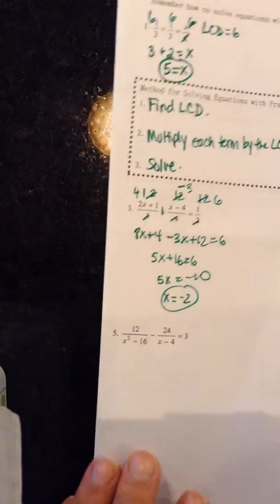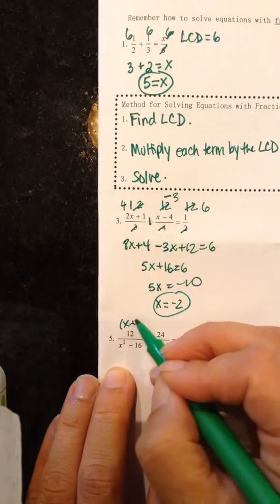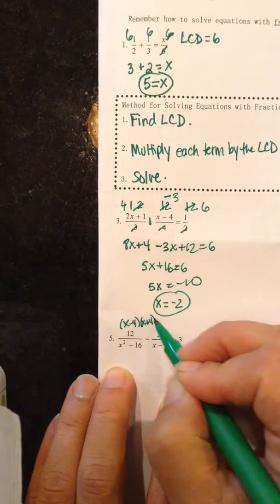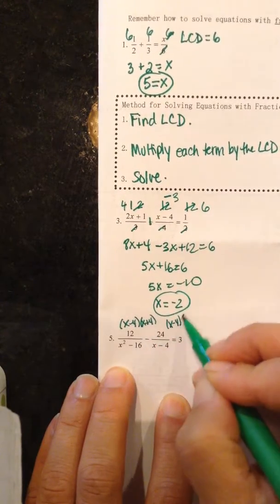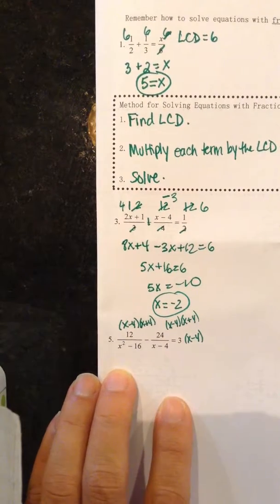Okay, here's the next one. x squared minus 16, of course, is our least common denominator, so we're going to multiply each term by x minus 4 times x plus 4.